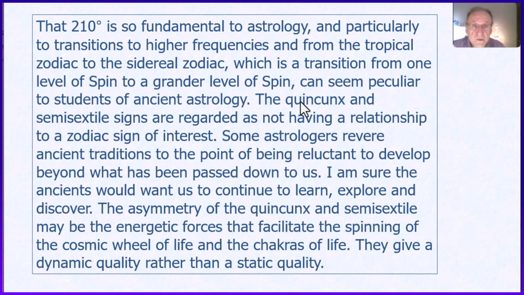But some astrologers, I'll just read from the slide, some astrologers revere ancient traditions to the point of being reluctant to develop beyond what has been passed down to us. So when you tell them, oh, the quincunx is this powerful thing, they'll go, oh, no, it isn't. The ancient text told us it's not. It's like, whoa. I am sure the ancients would want us to continue to learn, explore, and discover, not to just repeat ad infinitum whatever they had figured out. And they had figured out a lot more than was passed down to us, because a lot of the ancient materials are lost.